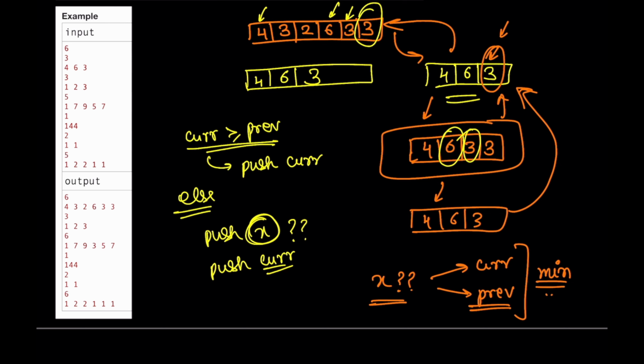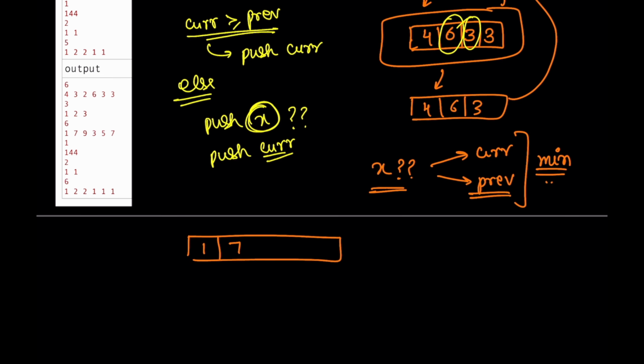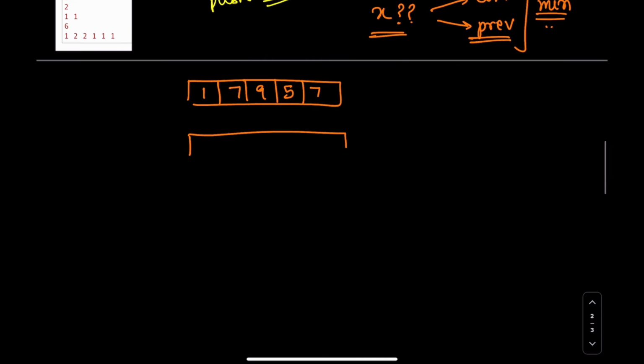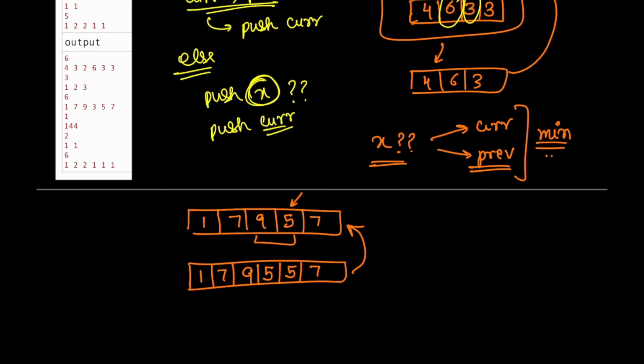Now let's try some sample test cases. Let's take this one: 1, 7, 9, 5 and 7. Again we will write 1 as it is. 7 is greater than the previous element, so we'll push 7. 9 is also greater than the previous element, so we'll push 9. Now 5 is lesser than the previous element, so we'll push the minimum of them, that is 5, and the current element as well. 7 is greater, so we'll push 7. So this is one of the possible answers.